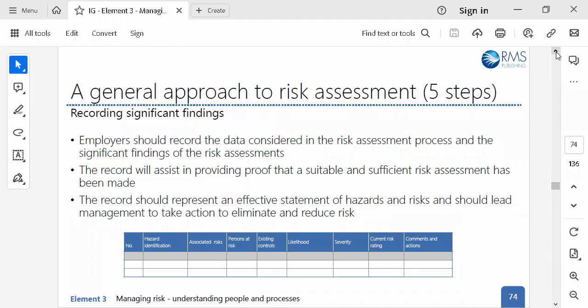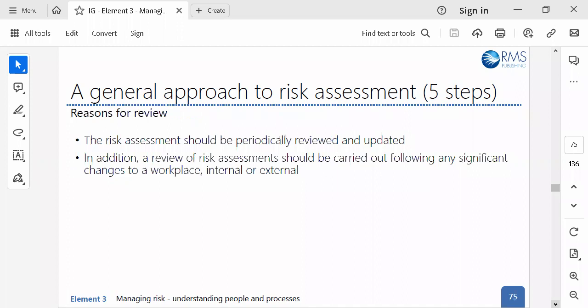Okay, so this is a table. The columns are serial number, hazard identification, risk from that hazard, persons at risk, existing control measures, likelihood from the hazards, severity from the hazards, and current risk rating. After that, we will commence and take actions. So these are simple tables, and organizations can use them in different ways for risk assessments, but the principle is the same.